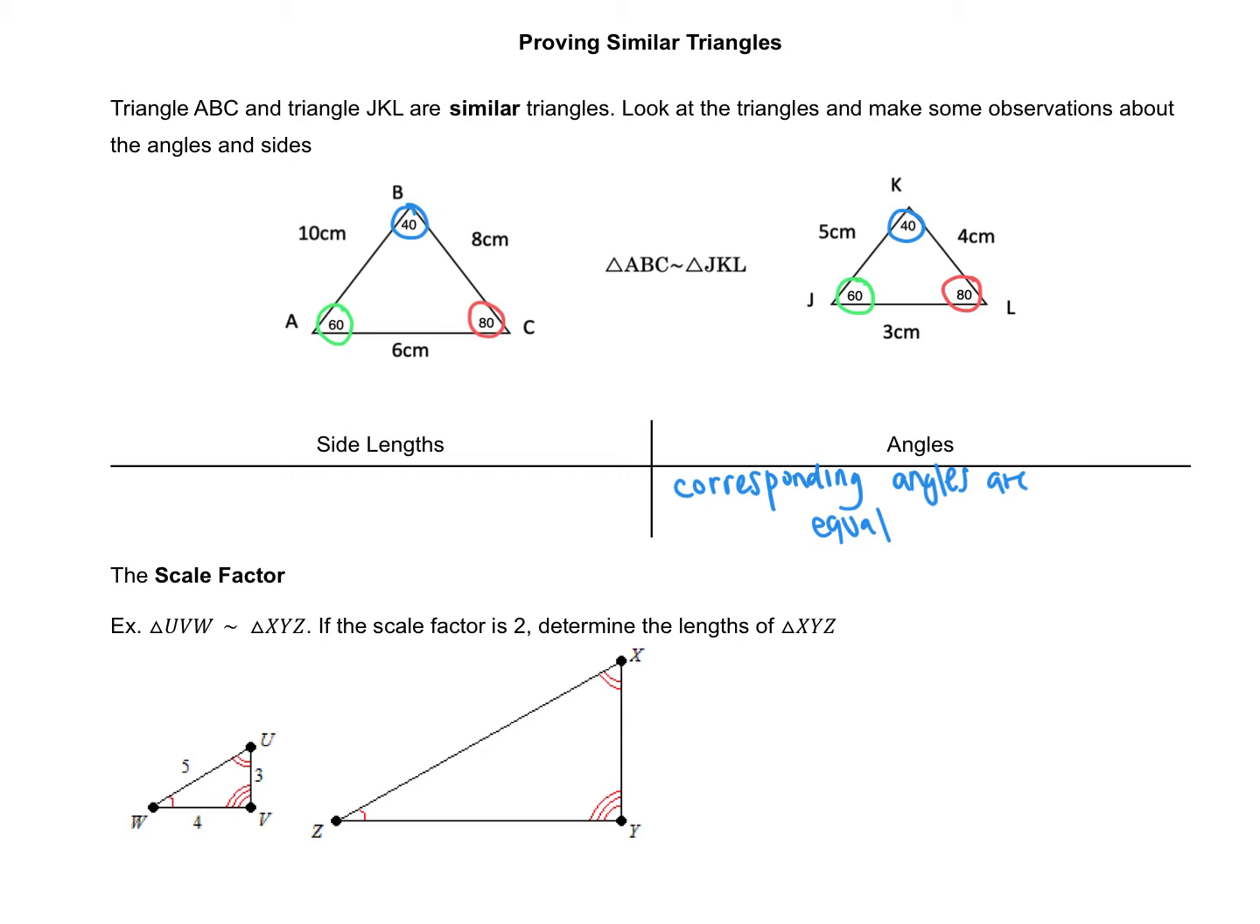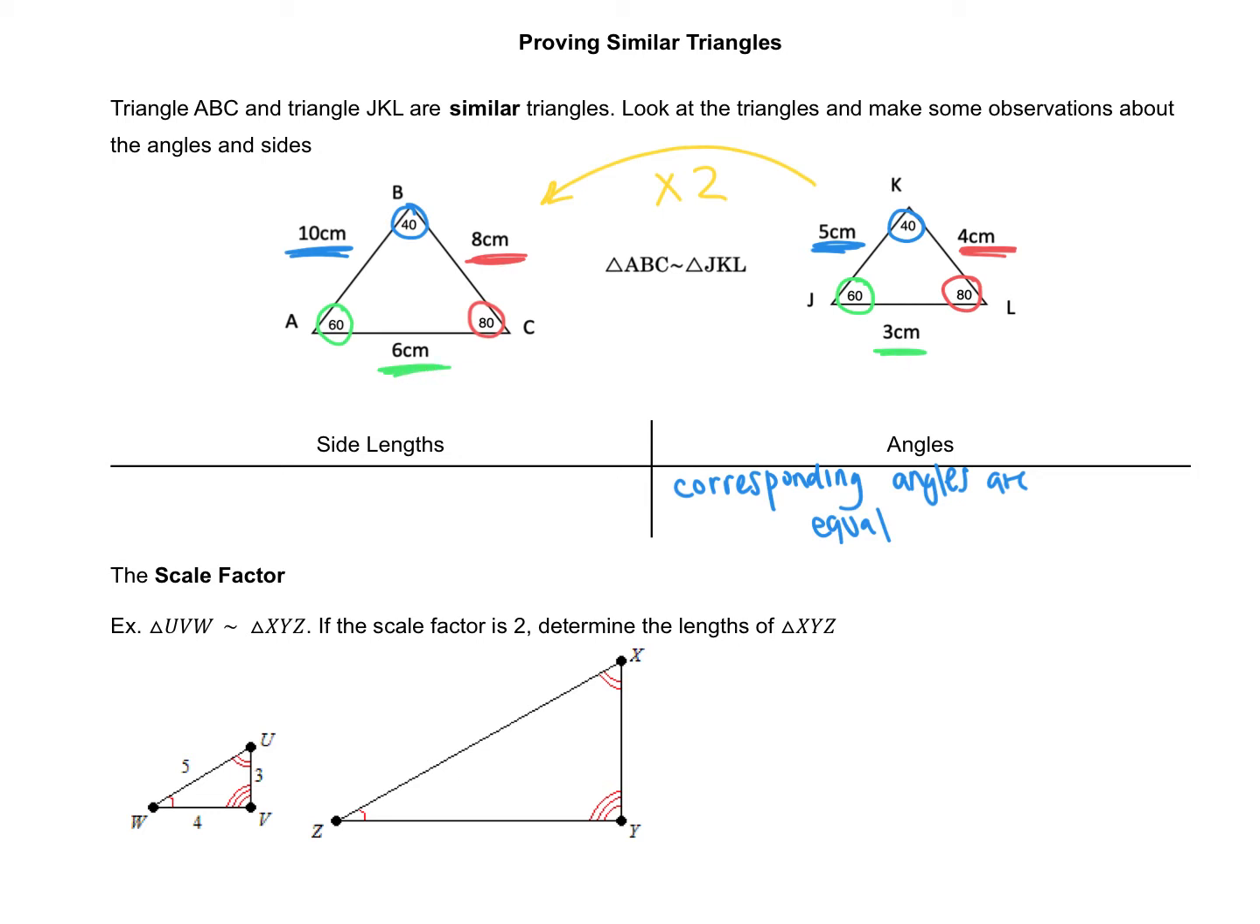Let's look at our side lengths. We have a 10 centimeter and a 5 centimeter, an 8 centimeter and a 4 centimeter, and a 6 centimeter with a 3 centimeter. It looks like if we just take the smaller triangle, so triangle JKL, and multiply all of the side lengths by 2, so double them, we're going to get the side lengths from triangle ABC. 5 times 2 is 10. 4 times 2 is 8. 3 times 2 is 6.